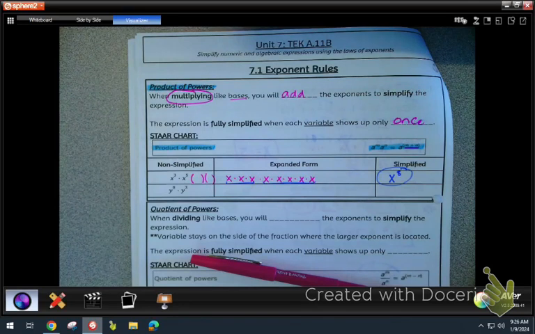That's how this is a shortcut to keep you from having to expand everything out. Because what if they gave you a power of like 100? You don't want to write 100 x's. That would be a waste of time. So we have these rules that can help us simplify without having to do this.